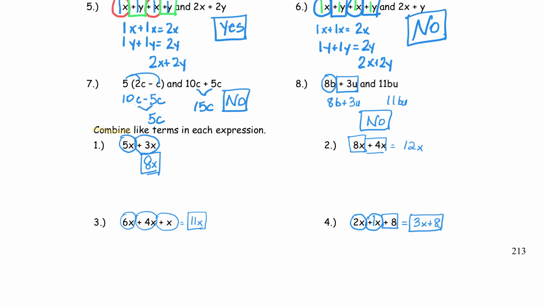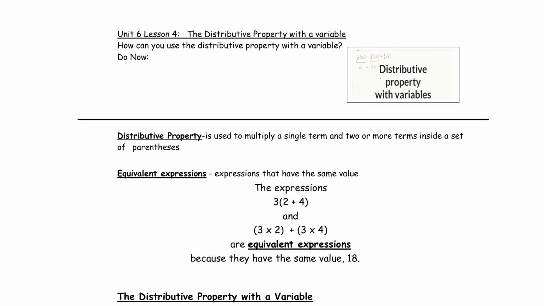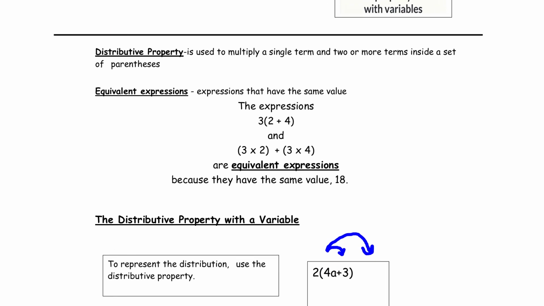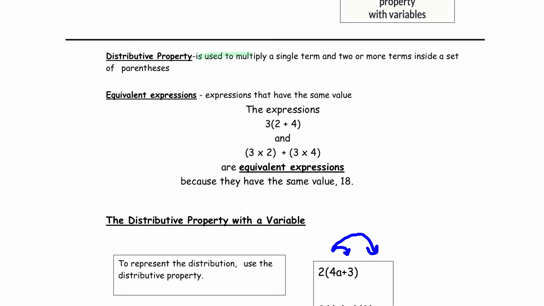Let's take a look at today's lesson, which is going to be working again with the distributive property. Unit 6, Lesson 4, the distributive property with a variable. How can you use the distributive property with a variable? Well, if we recall, the distributive property is used to multiply a single term and 2 or more terms inside a set of parentheses. So let's take a look at equivalent expressions.